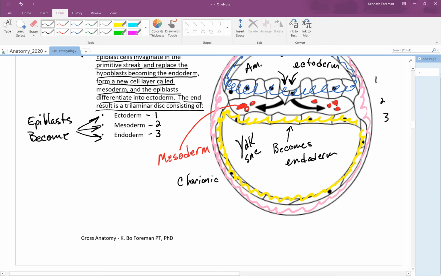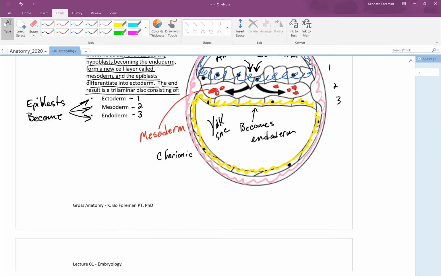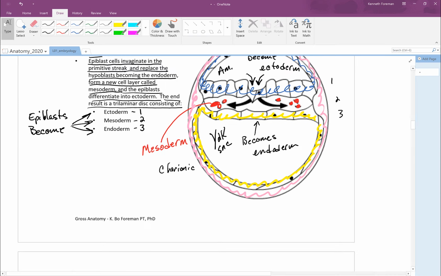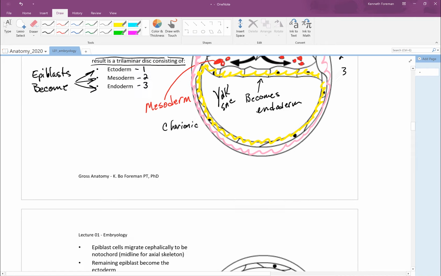They become all three layers. Now we talked about how the epiblasts actually invaginate, which is in that area right there. They invaginate into what we call a primitive streak.